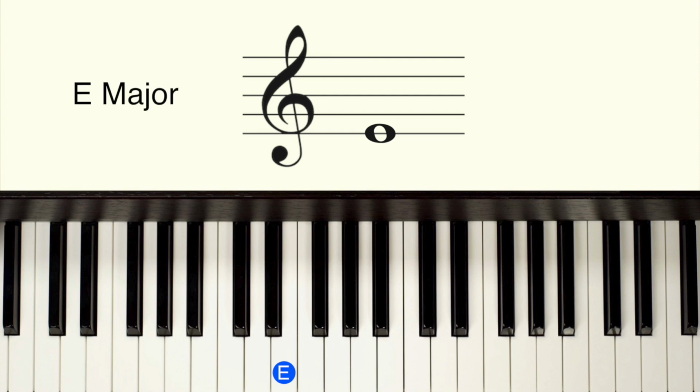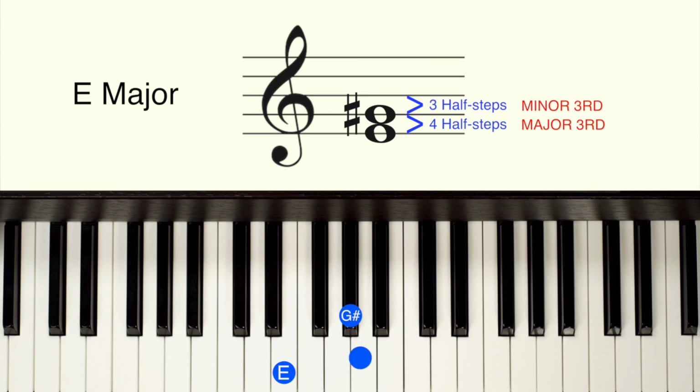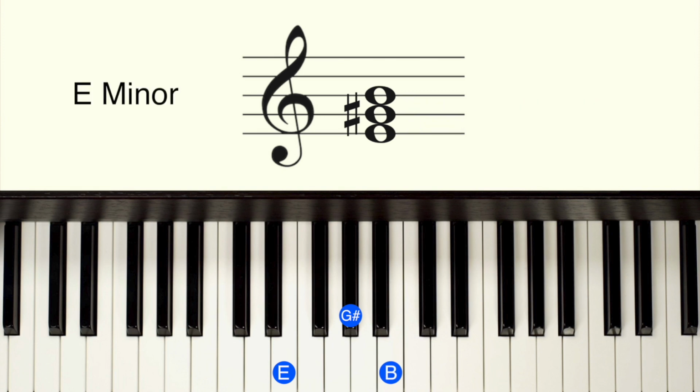Start with E major. Our bottom third has to be a major third. 1, 2, 3, 4 half steps to G sharp. Then our top third is a minor third. 1, 2, 3 half steps up to B. And there's E major. Now to get E minor, simply move the third, the middle note of the major triad, down a half step. Now the bottom third is a minor third. 1, 2, 3 half steps. And the top third is major. 1, 2, 3, 4 half steps. E, G, B. That's E minor.